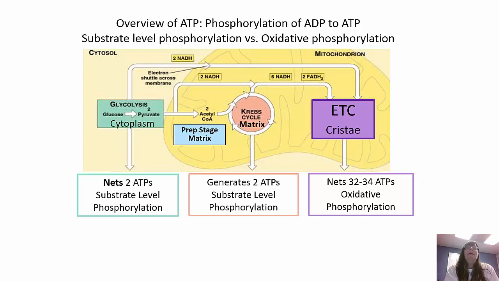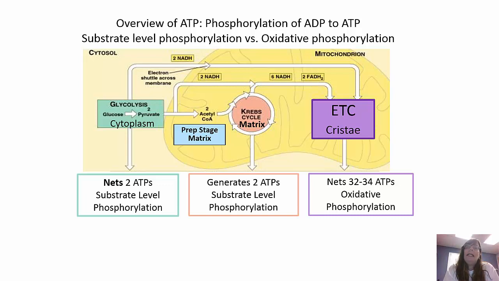So, you have glycolysis. This is the very first step of cellular respiration. It occurs in the cytoplasm. What happens is glucose is broken down into 2 pyruvate molecules, which are 3-carbon molecules. So a 6-carbon glucose molecule is broken down into 2 3-carbon pyruvate molecules. Again, it occurs in the cytoplasm, but it only nets 2 ATP. This is substrate-level phosphorylation. It also nets 2 NADH.